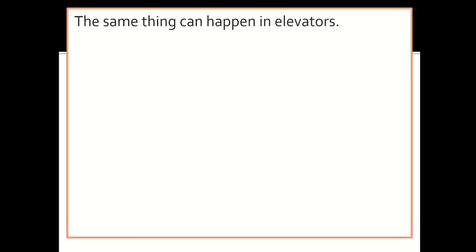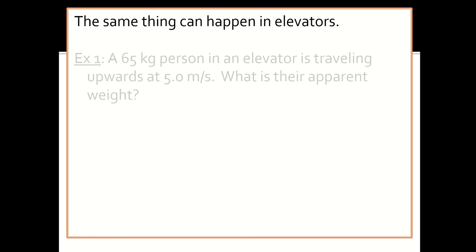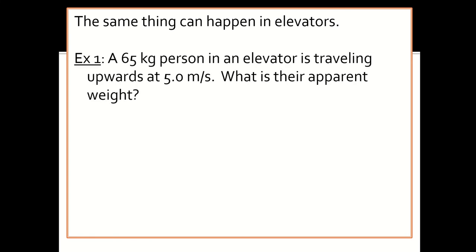So here's, again, this can happen in an elevator just like whenever you jump. So for example, we have a 65 kilogram person in an elevator that is traveling upwards at 5 meters per second. What is their apparent weight? Now notice here that the velocity here is constant. So whenever you have constant velocity, your acceleration is going to be 0.